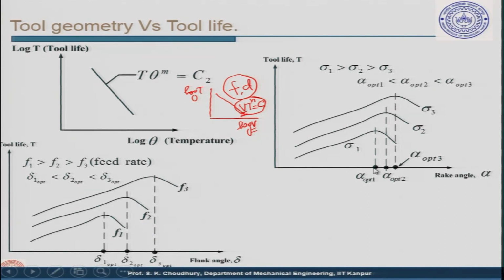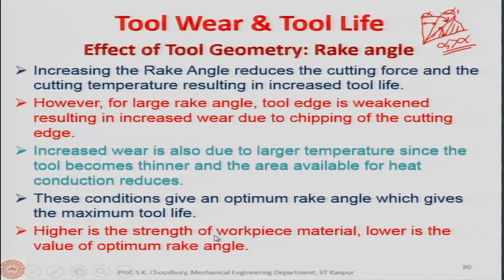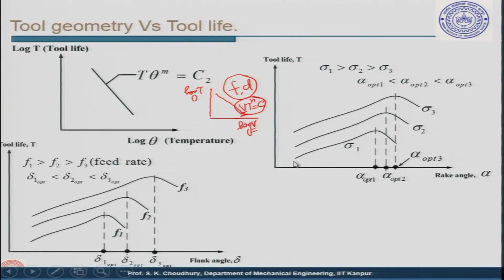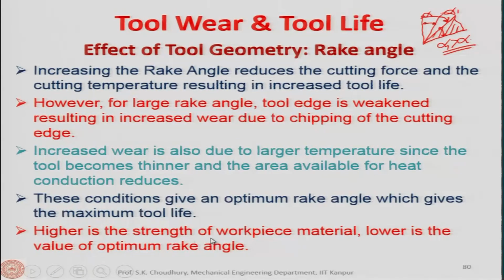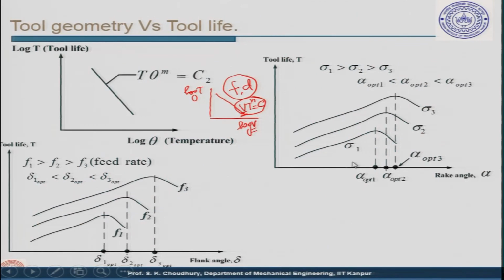So, you can see that for the hardest workpiece material, the higher the strength of the workpiece material, the lower the value of the optimum rake angle. Exactly that is what is demonstrated here: this is the optimum rake angle for the high strength workpiece material. So, when the strength of the workpiece material is more, the optimum rake angle is lower.